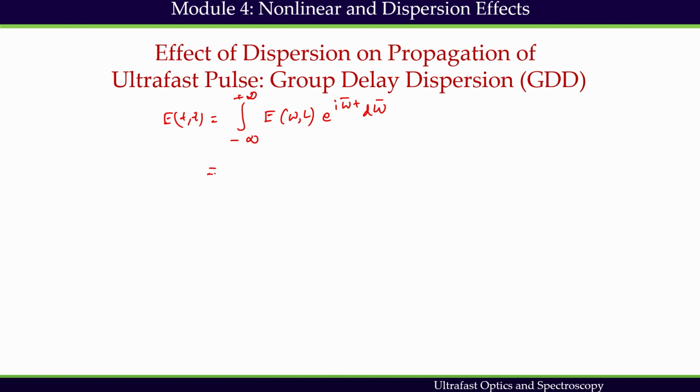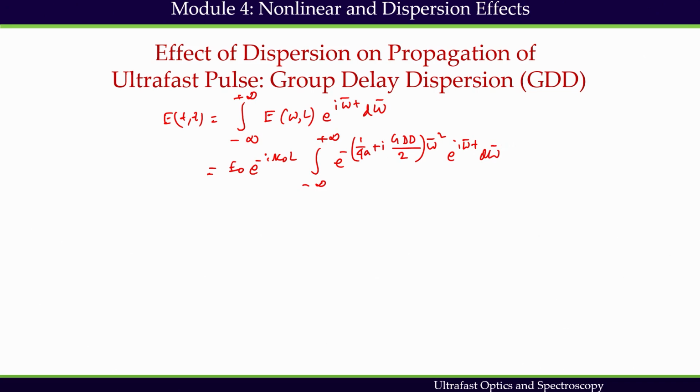So finally what we get is E naught, then e to the power minus i k naught L, which comes out of the integral, then the integral from minus infinity to plus infinity of e to the power minus (1 by 4a plus i GDD divided by 2) omega bar square, then e to the power i omega bar t, then d omega bar. This is the expression we get.